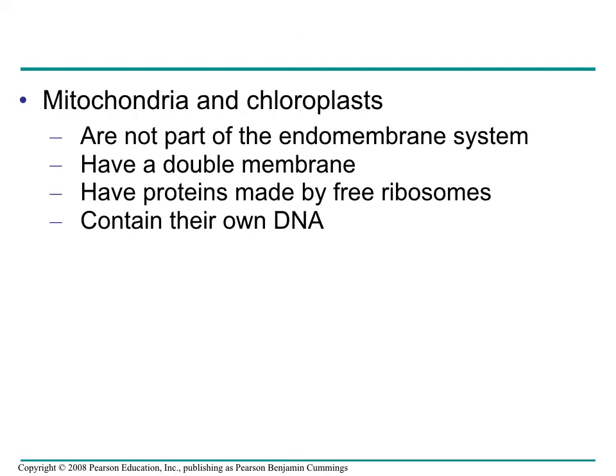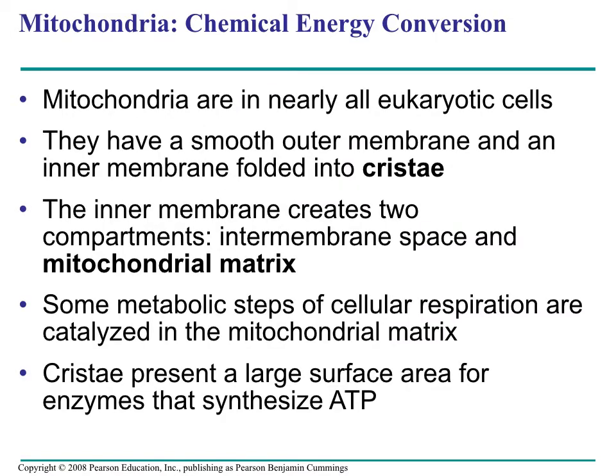If we look more specifically at the mitochondria, they are in nearly every eukaryotic cell. As I said, they have two membranes. The outer one is a smooth outer membrane, while the inner one is highly folded into something called cristae, which you can see here or in the next slide. The inner membrane creates two compartments. There's the intermembrane space between the outer membrane and the inner membrane, and then there's the space inside both membranes, which is called the mitochondrial matrix.